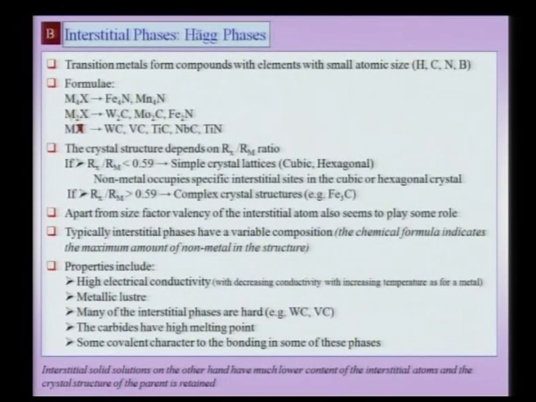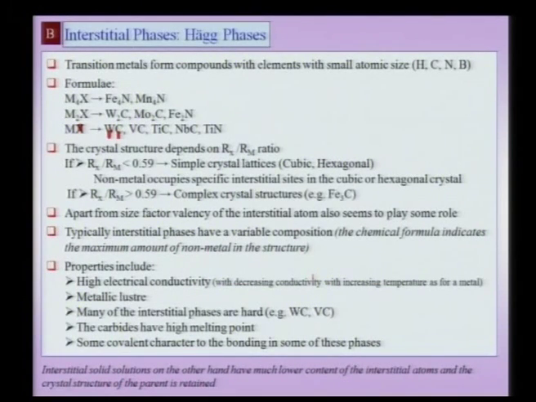So, it could be MX, M2X, M4X, etc., and some of the examples are given here. In each of these cases you can see that the smaller sized element is this one and there is a larger sized element which is this one. So, you have tungsten carbide, vanadium carbide, titanium carbide, niobium carbide, and some of these interstitial phases are extremely hard, as we shall see. In the M2X class, we have examples like tungsten W2C, which is a different form of tungsten carbide, Mo2C, Fe2N. In the M4X class, we have Fe4N and Mn4N as examples.